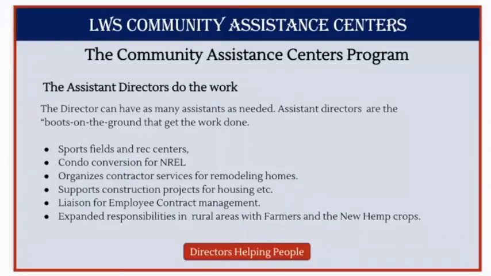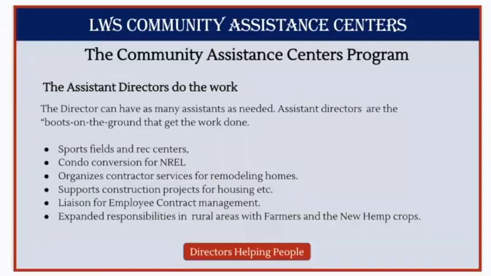Organizes contractor services for remodeling homes. A major part of the real estate listing service is when we remodel the homes and put them back out on the market for sale. So that requires contractors. And so an assistant can be involved in setting up and providing the service to the National Real Estate Listing Service and the brokers that will be responsible for the actual remodeling. So this assistant director is involved with finding the contractors for those services.